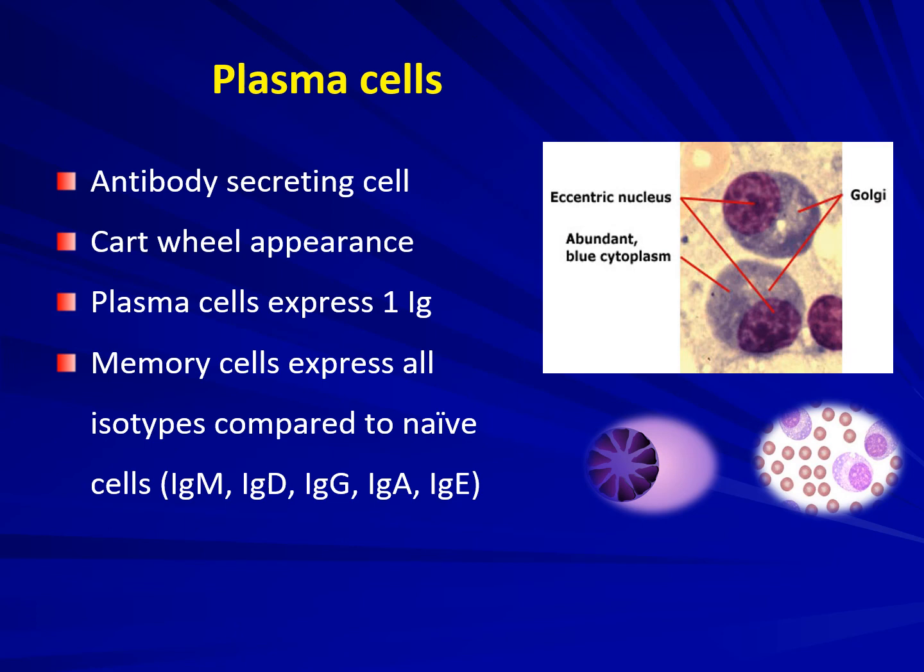The plasma cell is an antibody secreting cell. It has a cartwheel appearance. Plasma cells express one immunoglobulin, whereas memory cells express all isotypes compared to the naive cell, because it has to be prepared for what kind of immunoglobulin it needs to produce in the future.